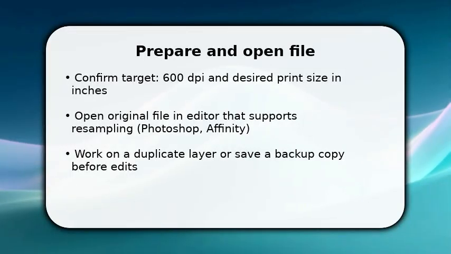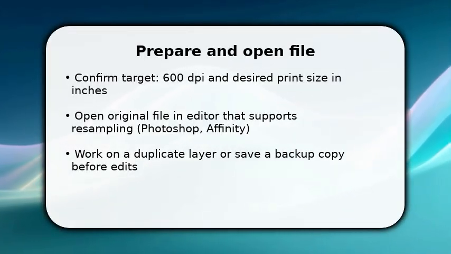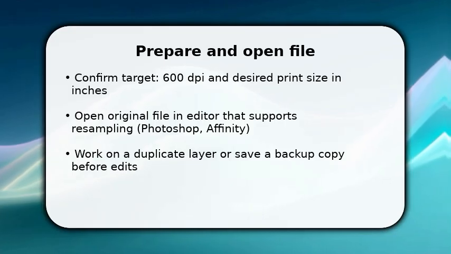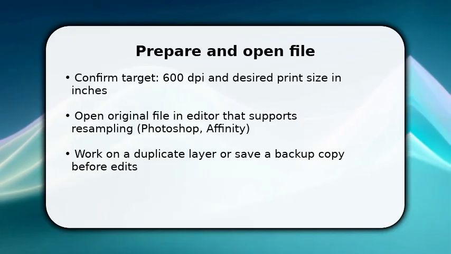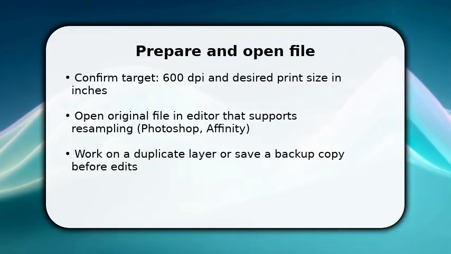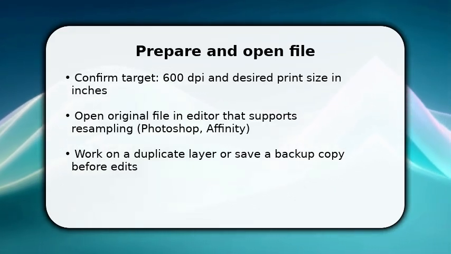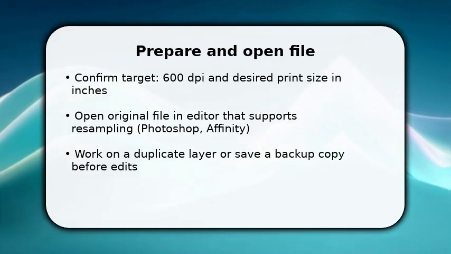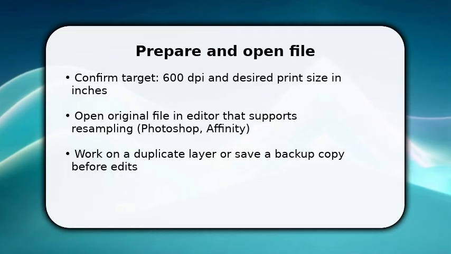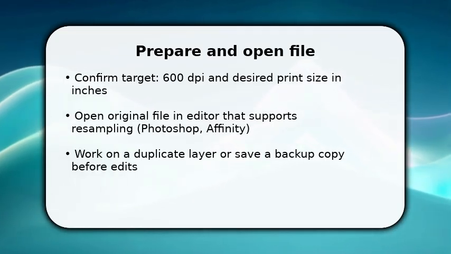You start by confirming the target 600 dpi and the intended print dimensions. This determines pixel dimensions. Once done, open the highest resolution source you have in a full-featured editor. Make a duplicate file or layer immediately so you keep the original unchanged. Then check image mode and bit depth, because 8-bit versus 16-bit affects detail and editing headroom.